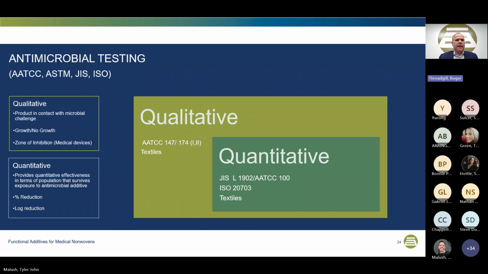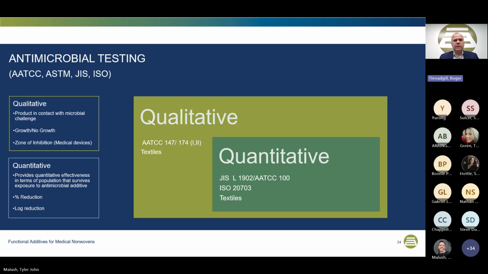So once we've got a design for our textile and we've selected the right antimicrobial ingredient, we definitely need to demonstrate that these additives are functioning. So what kinds of textile tests are utilized to analyze antimicrobial effectiveness? These tests fall into two main categories, qualitative and quantitative. Qualitative tests, like the American Association of Textile Chemists and Colorists methods 147 and 174, are really pass-fail type tests. Microbes either grow or they do not grow when exposed to the active ingredients in the textile.